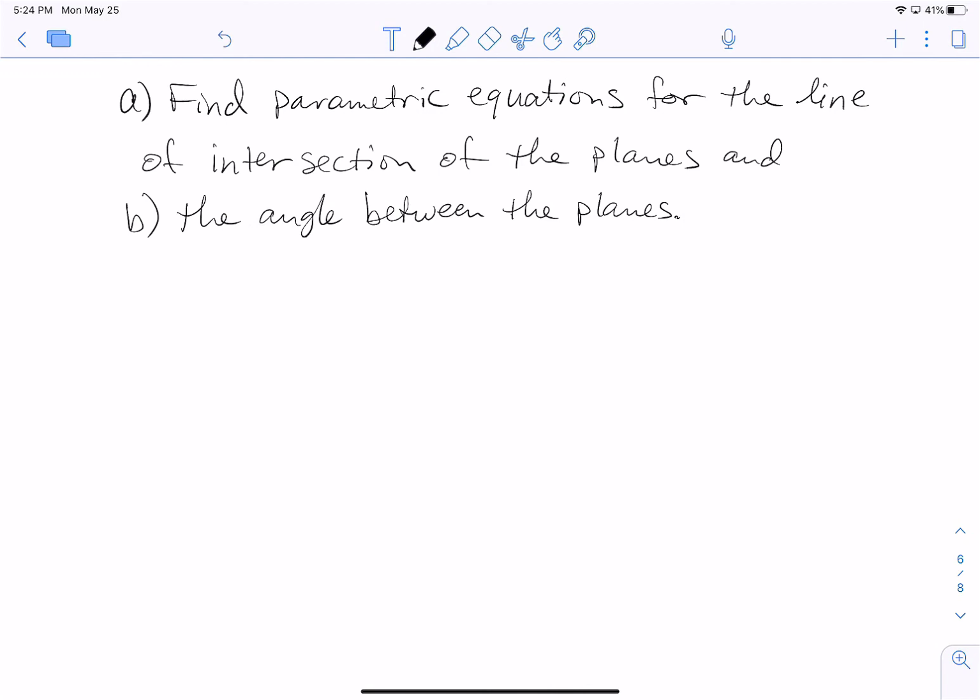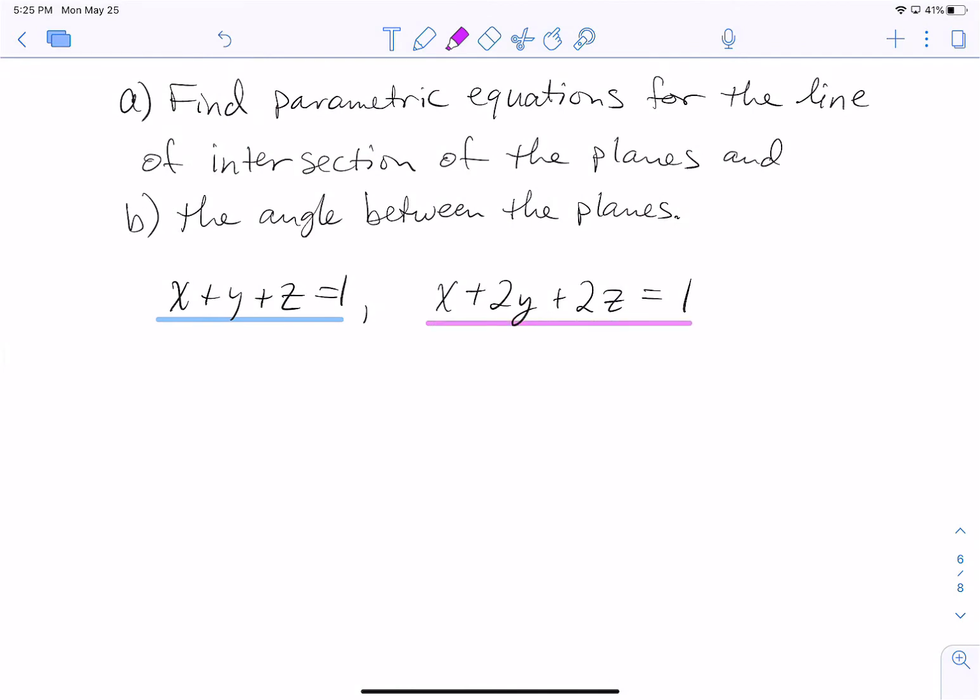We're asked for parametric equations for the line of intersection of two planes and the angle between the planes. The planes are x + y + z = 1, and x + 2y + 2z = 1. I'm going to use some colors here. This is kind of tough to conceptualize, but once you get it, you get it.